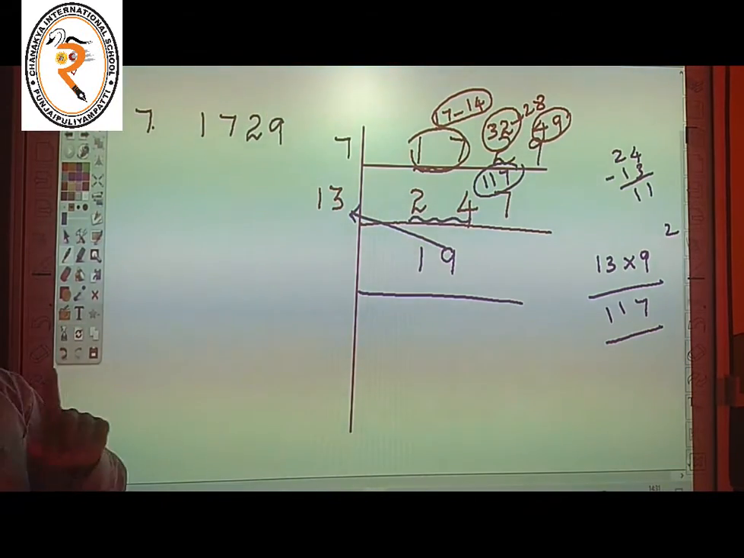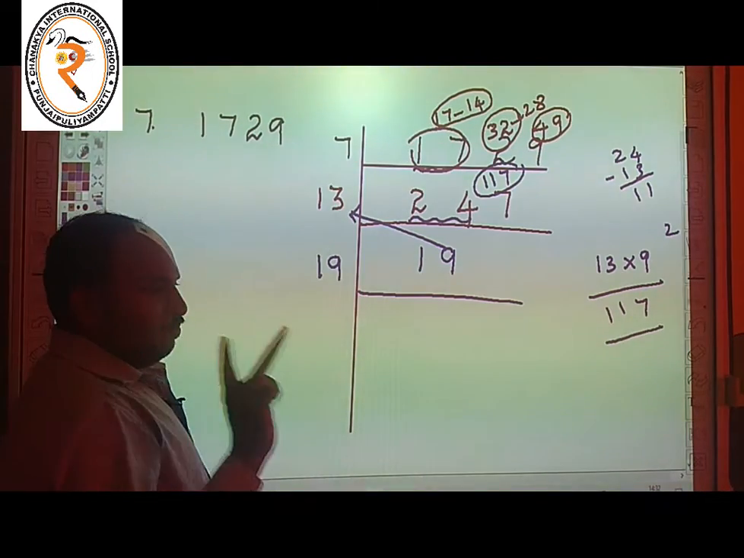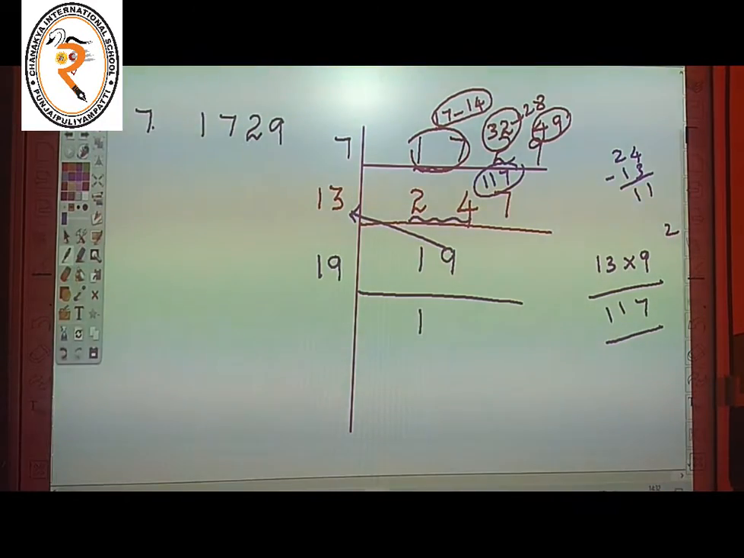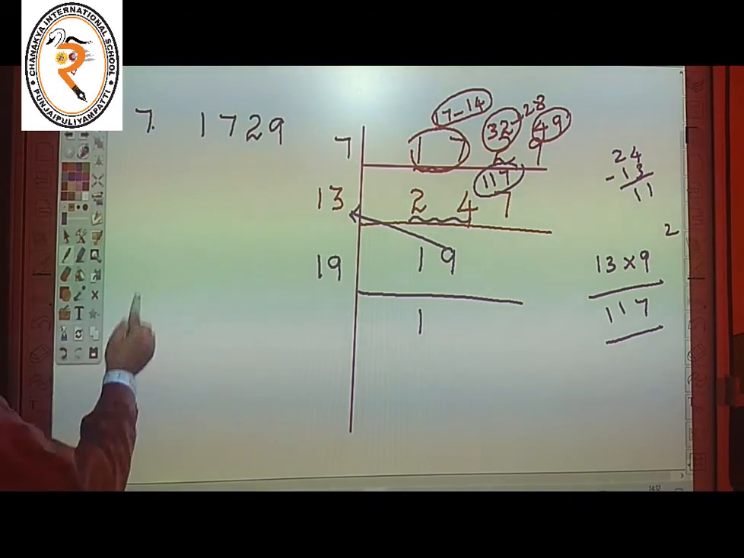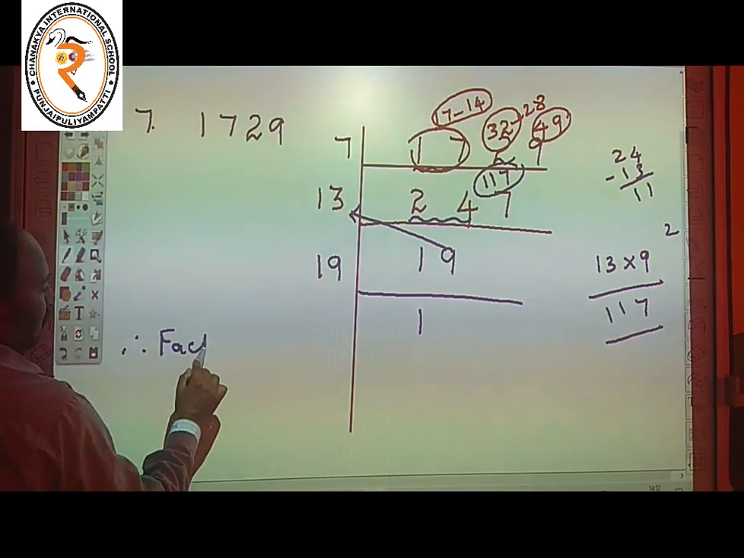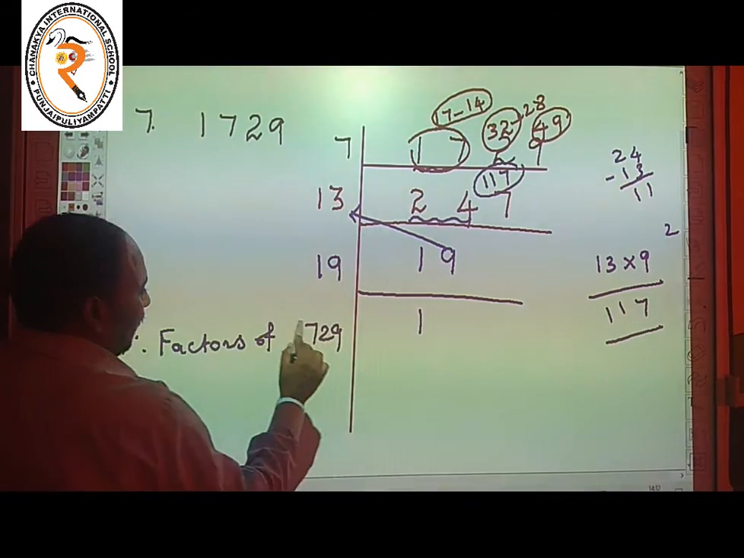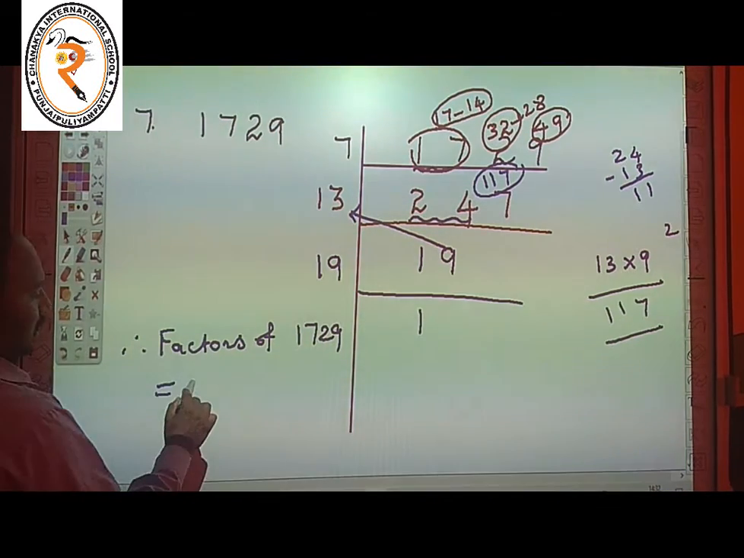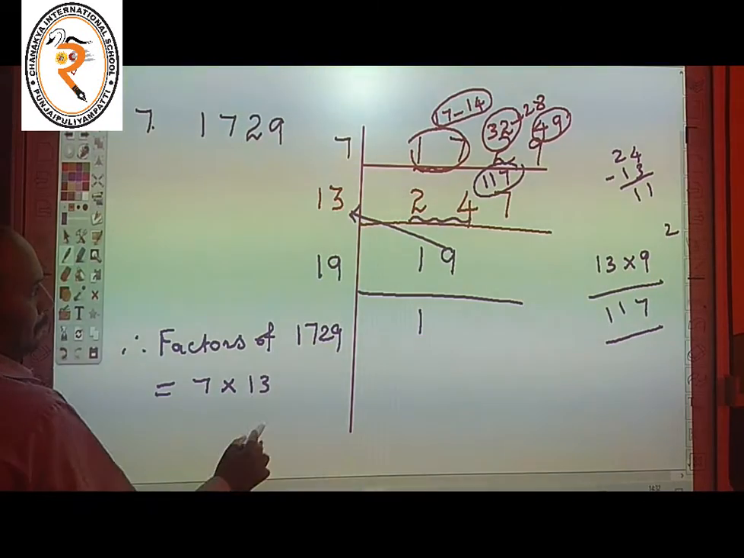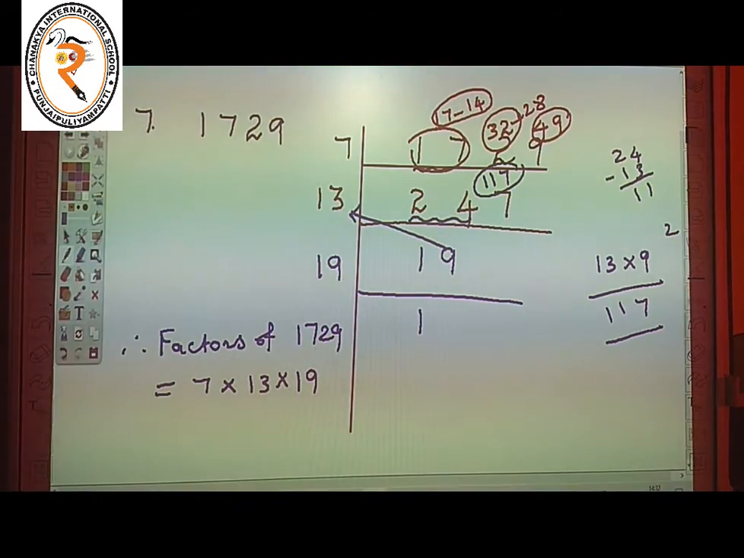19 is a prime number, because the number is divided by 1 and itself. 1 into 19 is equal to 19. Therefore, factors of 1729 is equal to 7 into 13 into 19.